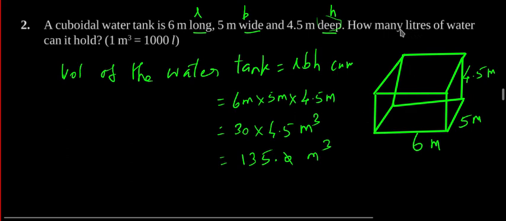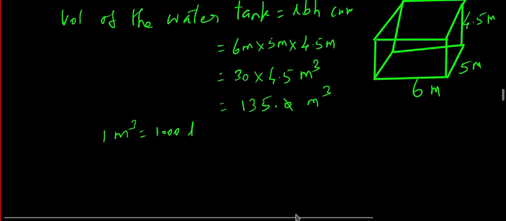Now we need to find the capacity. How many liters it holds means we need to find the capacity of the water tank. So for this, we need to convert from meter cube to liter. 1 meter cube will hold 1000 liter of water. So in 135 meter cube, how much water can the water tank hold?